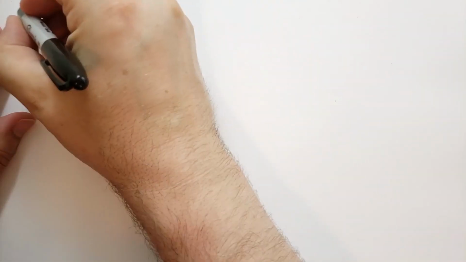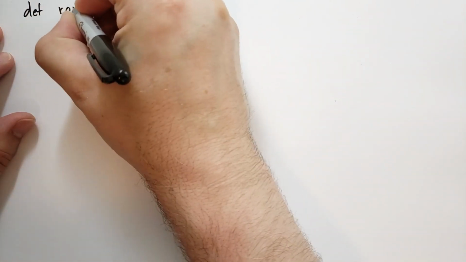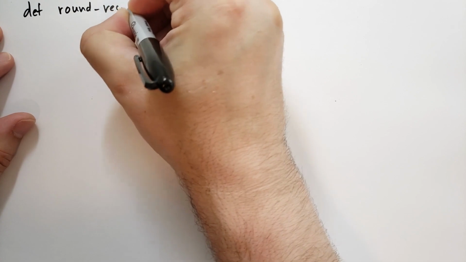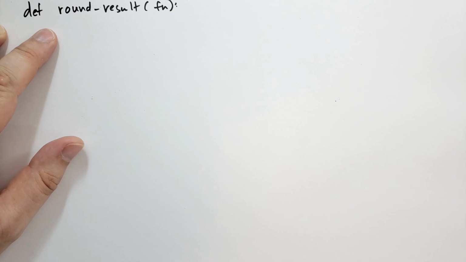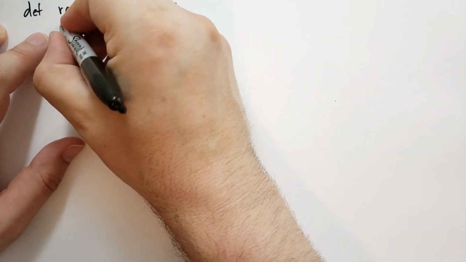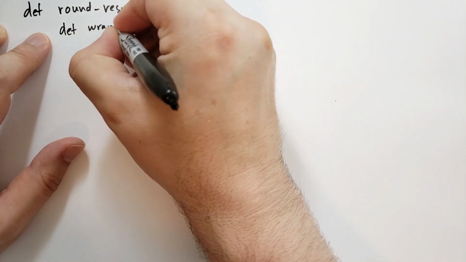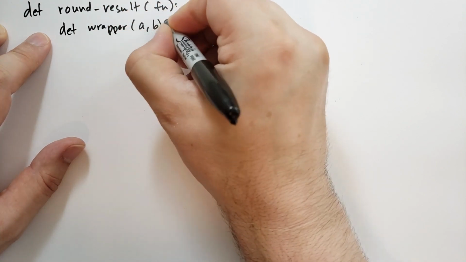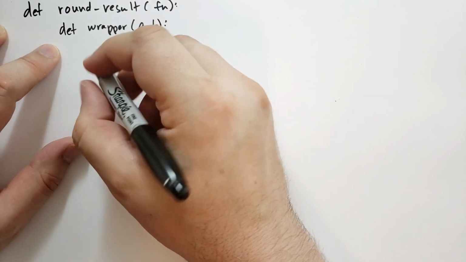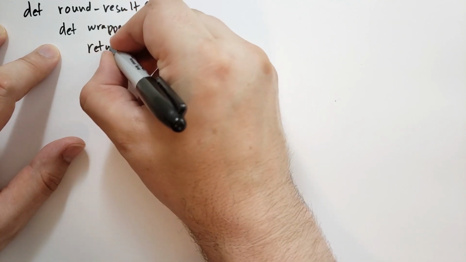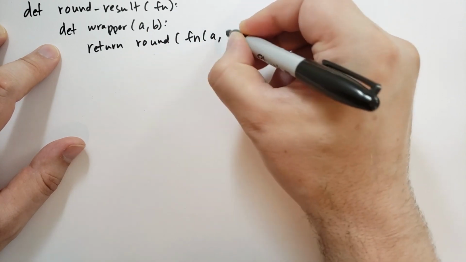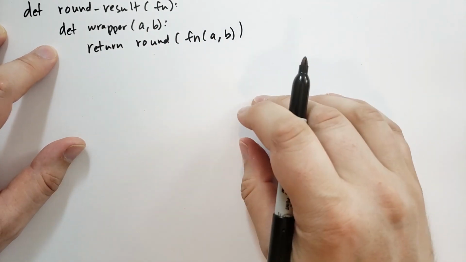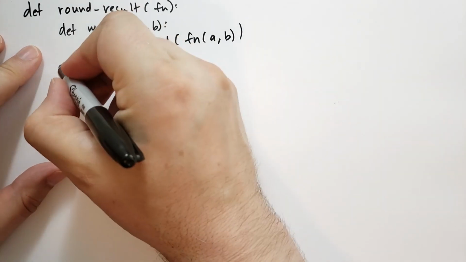Okay, so this is a function called def round result. It's a decorator. And it's a decorator, so it accepts a function. And what we're going to do is we define a wrapper. That wrapper is going to take 2 parameters. Okay. We are going to return the rounded result of the original function called with the 2 parameters. Okay. And then we're going to return that wrapper.